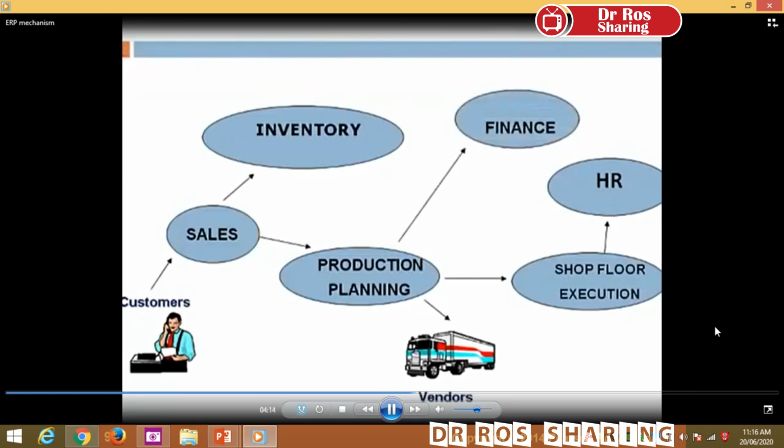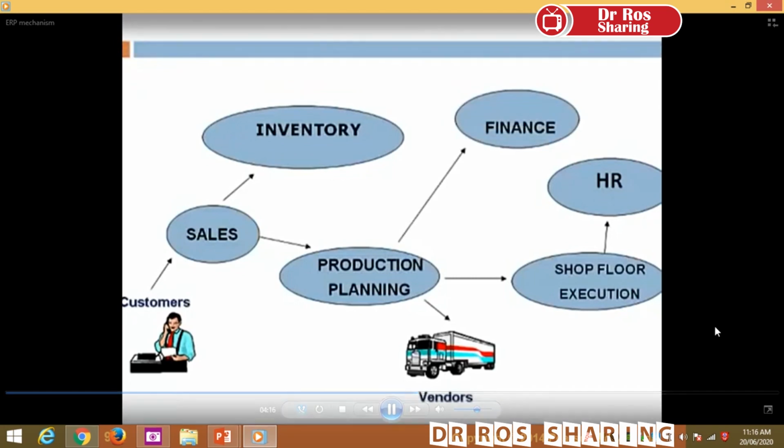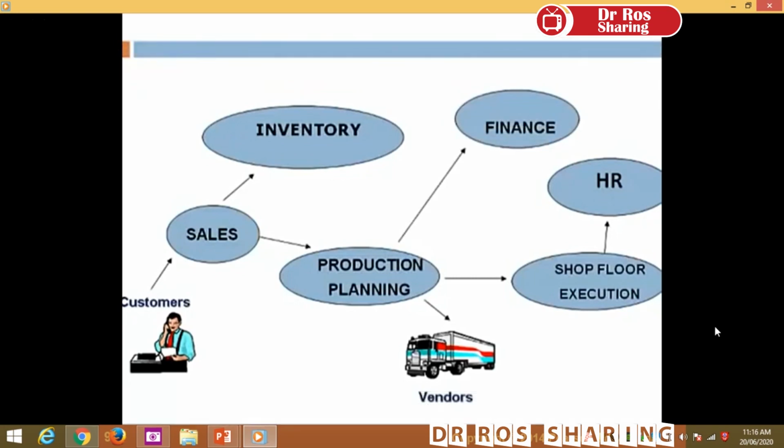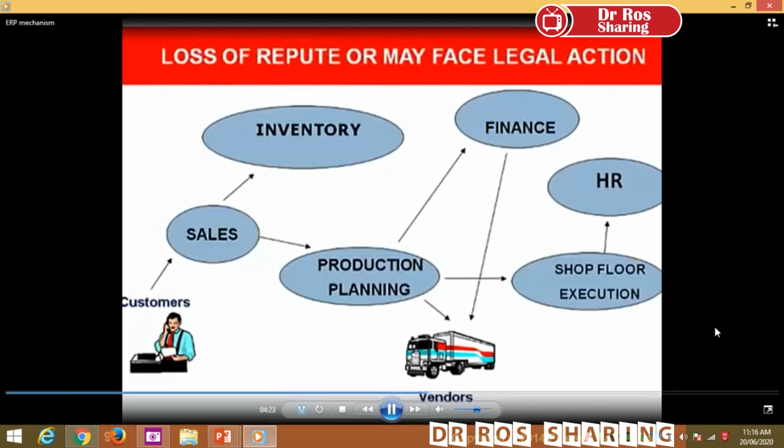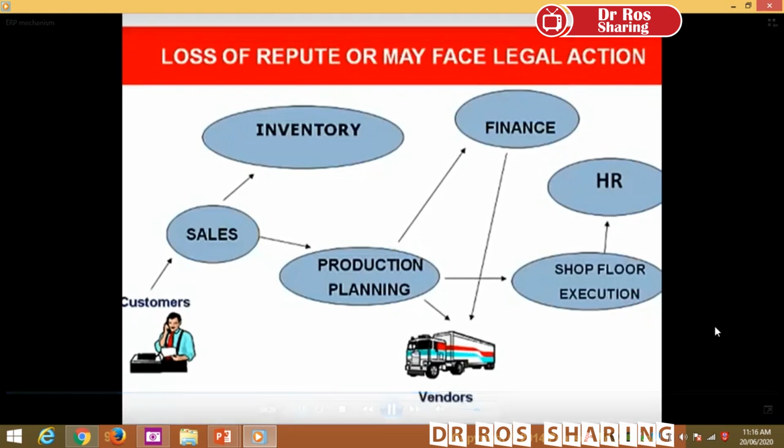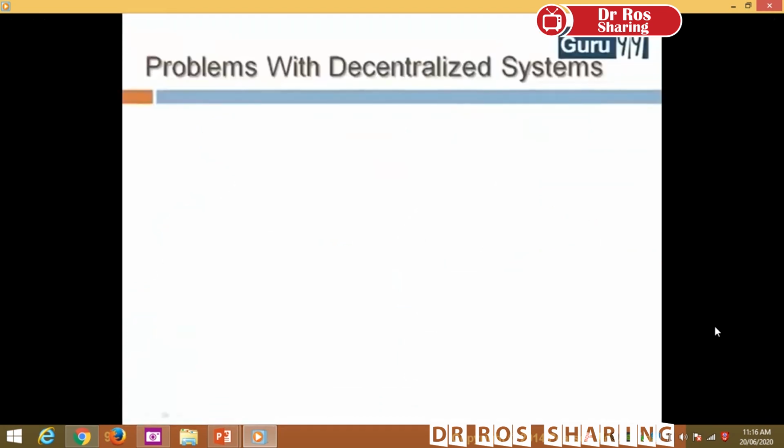The production planning department fails to update the finance department on the materials they have purchased. The finance department defaults the payment deadline set by the vendor, causing the company loss of its reputation and even inviting a possible legal action. These are just a few of the many problems with decentralized systems.